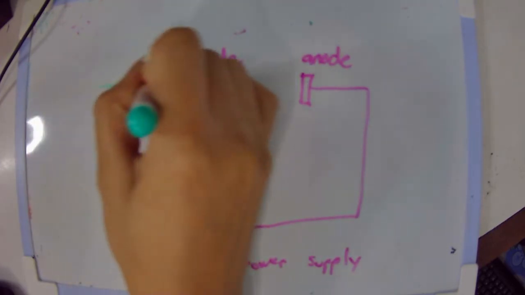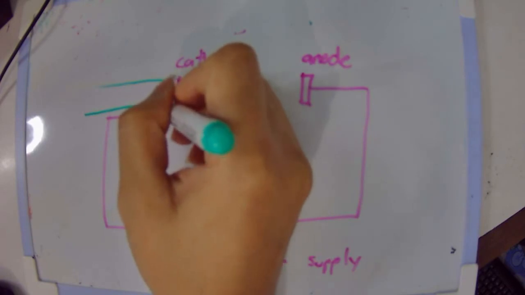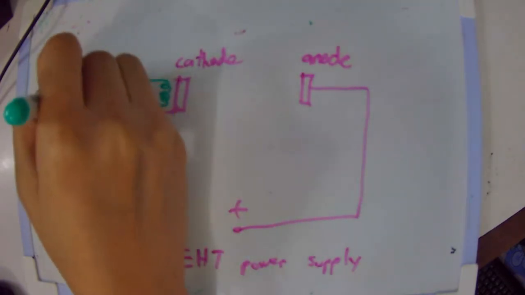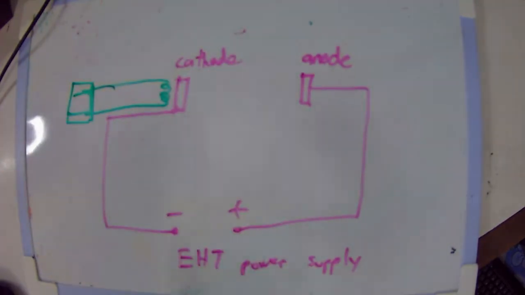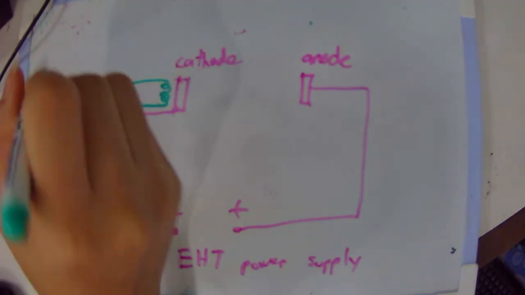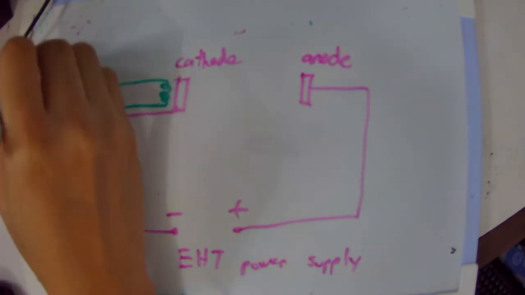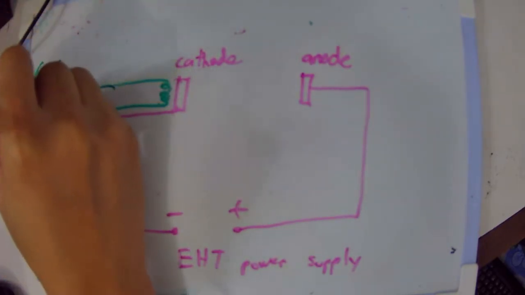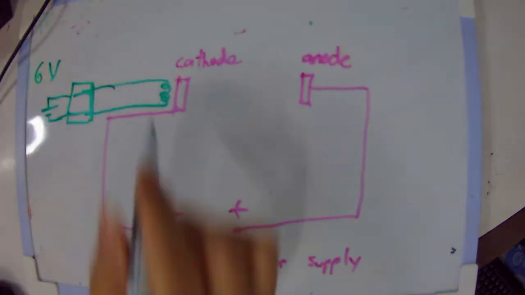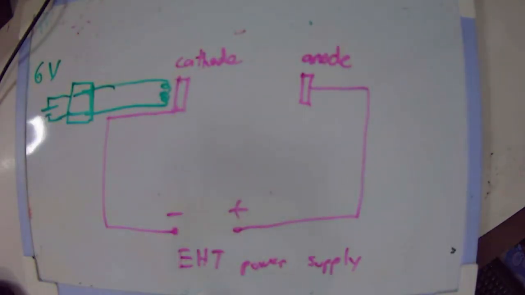So now here we have a heating element, usually a tungsten filament. This heating filament has its own power supply, usually 6 volts. In most of the experiments in the textbooks, it's usually a 6-volt power supply. And this whole apparatus is going to be enclosed in a vacuum glass tube.